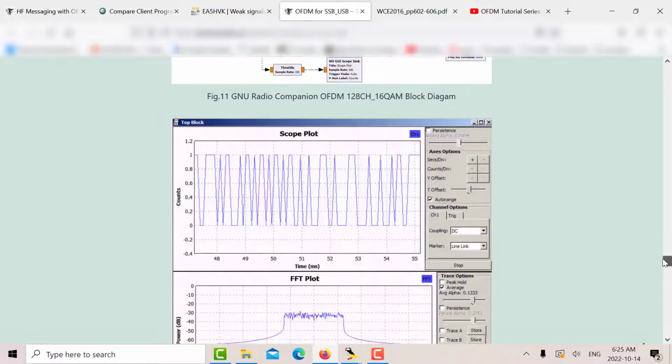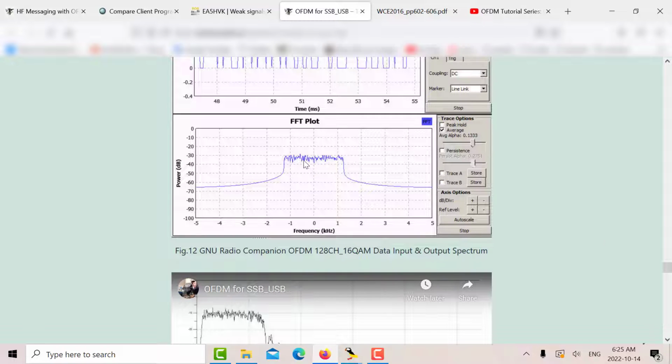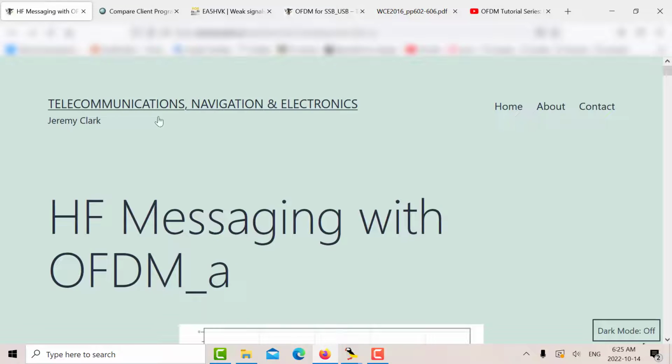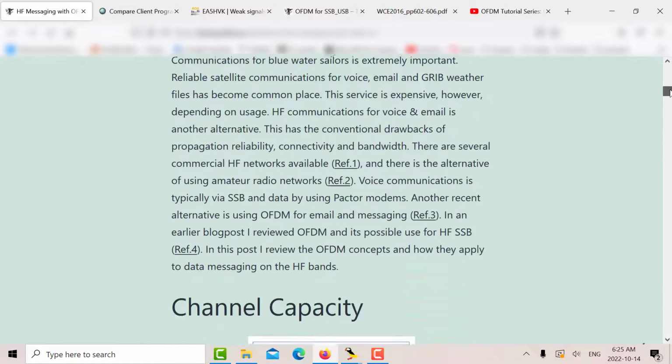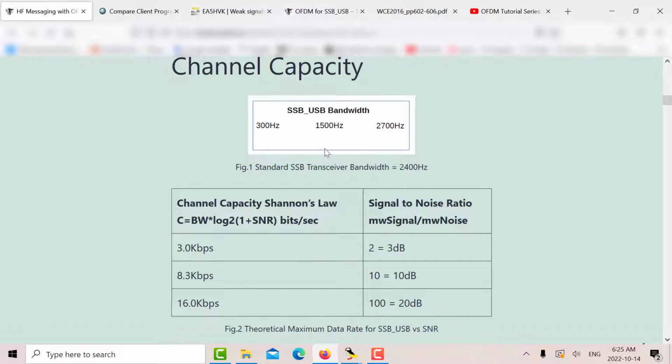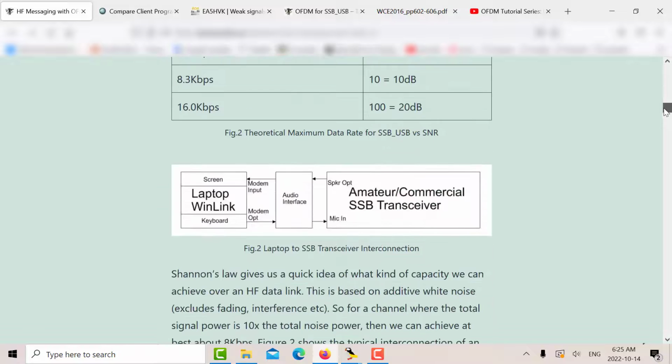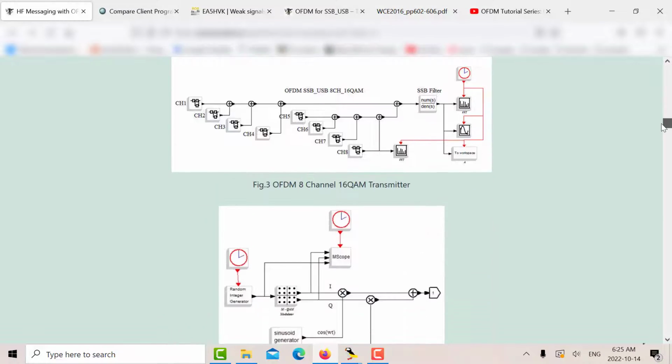And then I built a more practical system in GNU Radio. I built 128 channels there for voice. So that was something I looked at a couple of years ago. In this particular post, I review, for instance, the SSB bandwidth, and Shannon's law says that you can have a maximum capacity depending on your signal-to-noise ratio. So let's say we had a signal-to-noise ratio of 10, then we could only get about 8.3 kilobits per second. Then there's my 8-channel model.